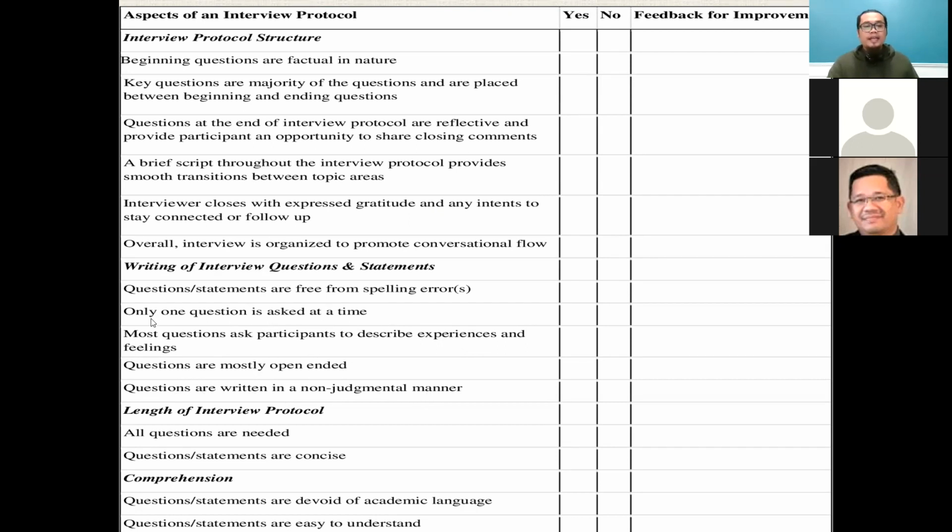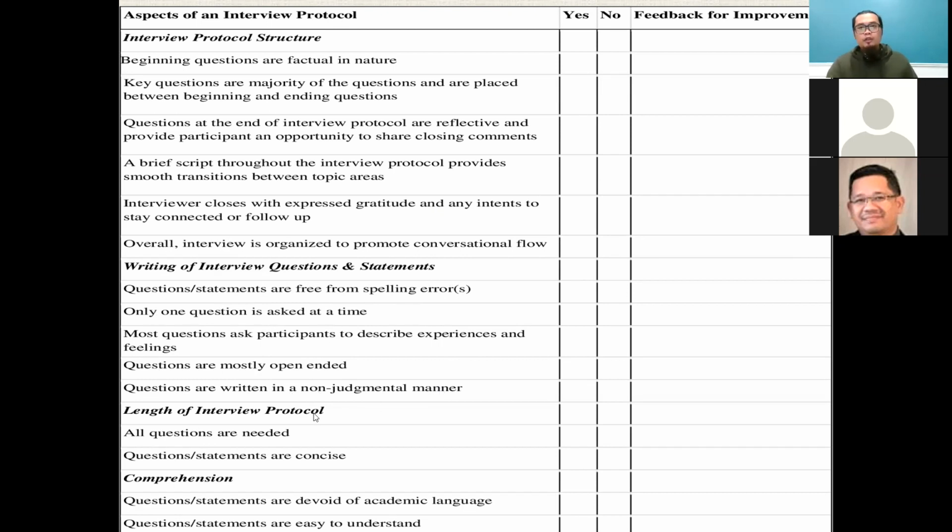You should know that only one question is asked at a time. Make sure there are no spelling errors or any mistakes regarding the wording and sentences. So at least you can get experience sharing from the participants. You need to know that the questions are open-ended and in a non-judgmental manner.